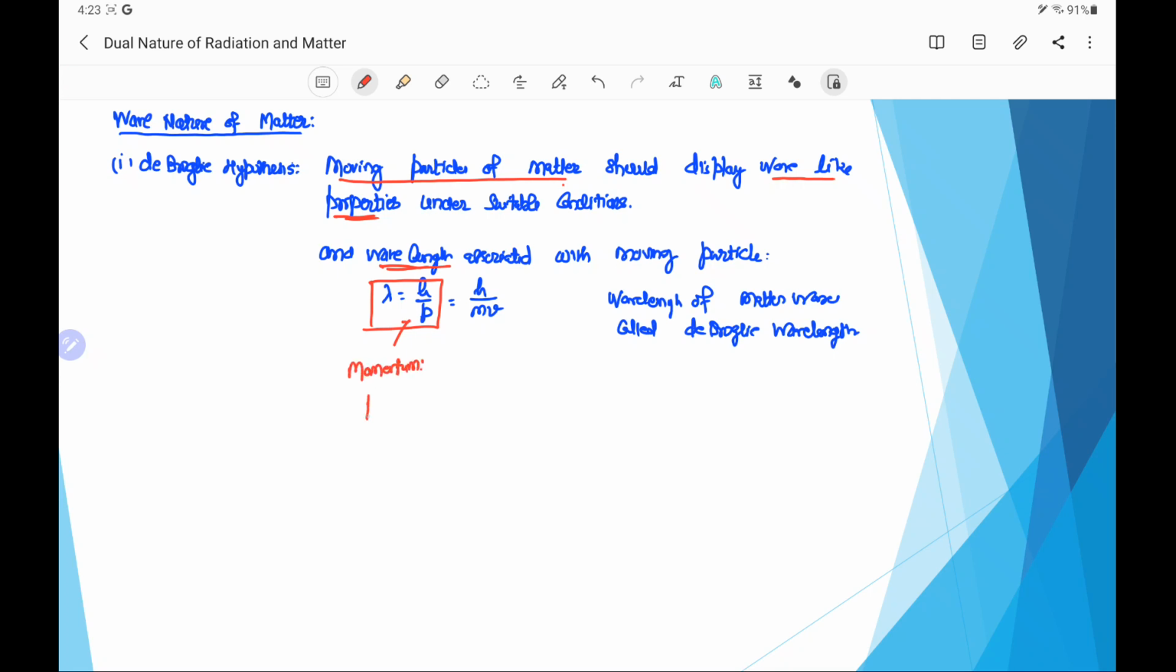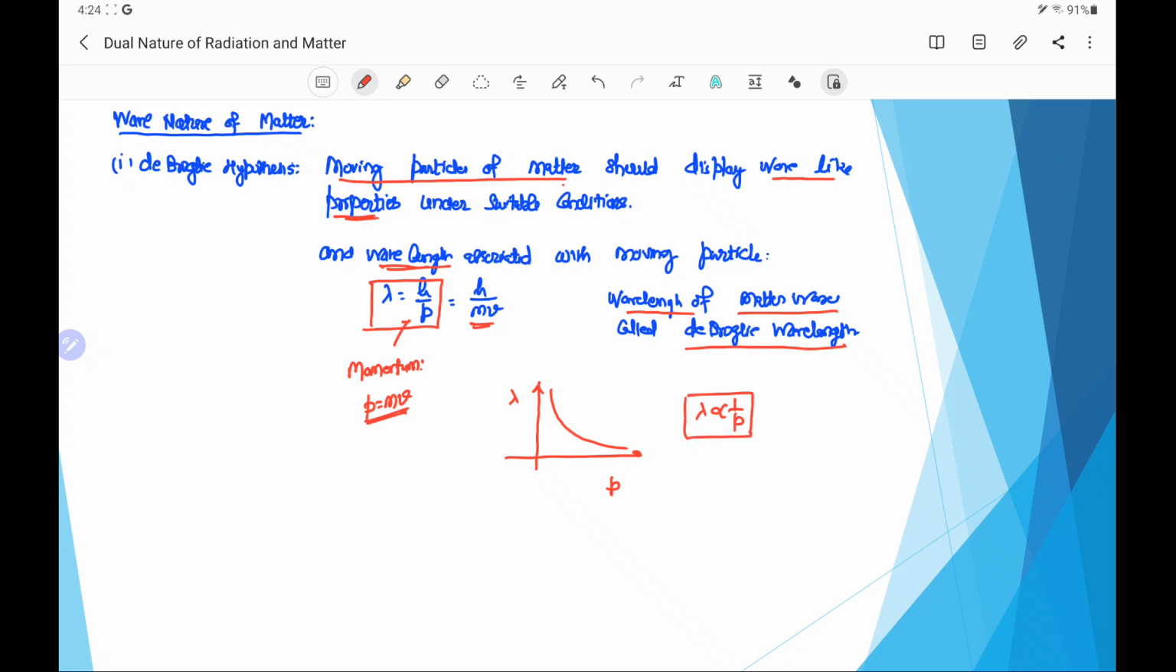By definition, the momentum of the particle is given by mass into velocity. So this lambda, the wavelength of the wave associated with the particle, is h by mv. Here this wavelength lambda is the wavelength of the matter wave, also called the de Broglie wavelength. If we draw a graph between lambda and momentum, it is a graph in which if momentum increases, wavelength decreases, because lambda is inversely proportional to p.